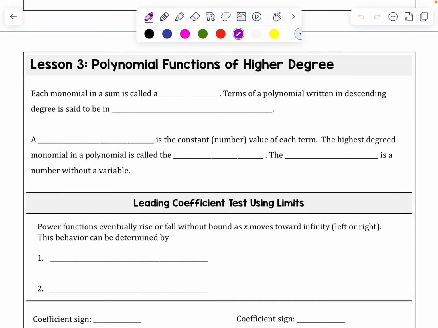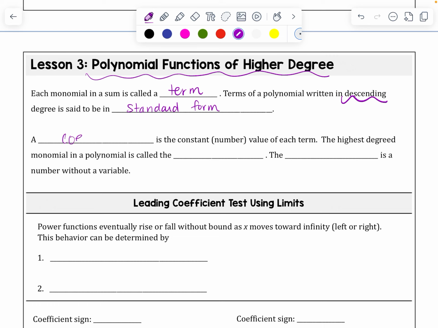Hey guys, let's go ahead and go through lesson 3, which is polynomial functions of a higher degree. Let's jump into it. It says each monomial in a sum is called a term. And terms of a polynomial written in descending order is said to be in standard form. So remember, if it's in standard form, it's in descending order.